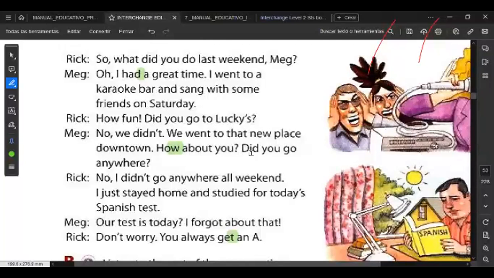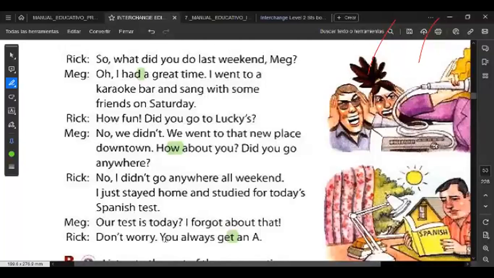Downtown. How about you? Did you go anywhere? No, I didn't go anywhere all weekend. I just stayed home and studied for today's Spanish test. Our test is today? I forgot about that. Don't worry, you always get an A.